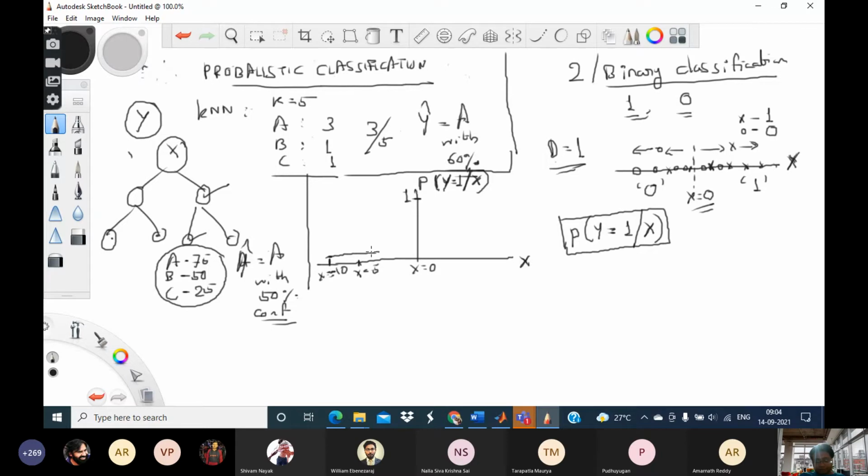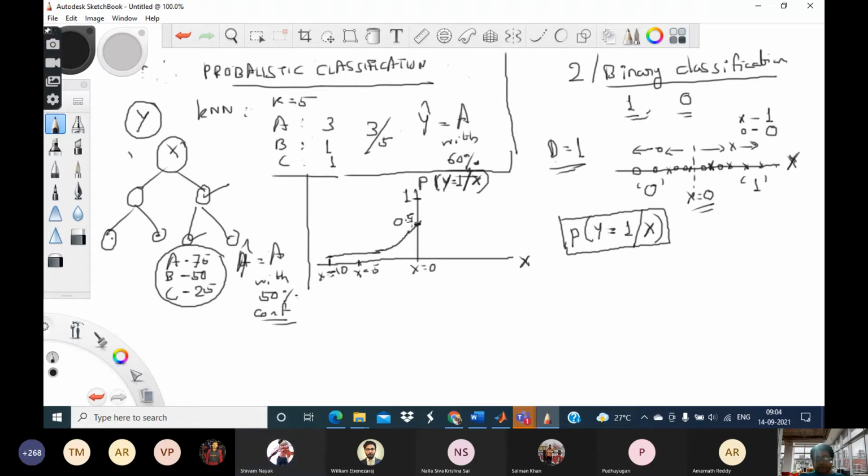Then as I move rightwards, what happens? It gradually increases. Okay. Then as I reach x equal to 0, what do you think its value will be at x equal to 0? 0.5. It should be 0.5 the way I have defined it.